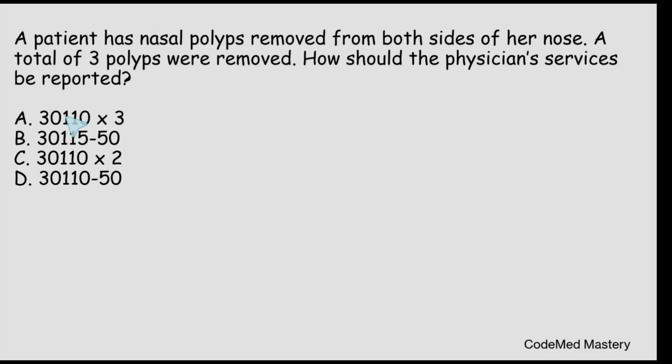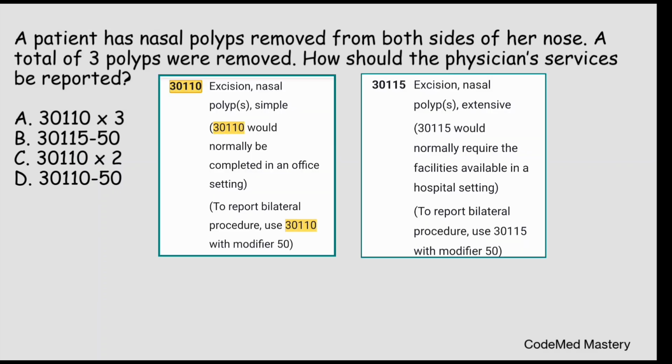In the options you can see they have mentioned 30110 and 30115. In option C again 30110 and in option D 30110. So first let us check between these two codes which is the right one. Check the codes 30110 and 30115. 30110 is for excision nasal polyps simple and 30115 is for excision nasal polyps extensive.